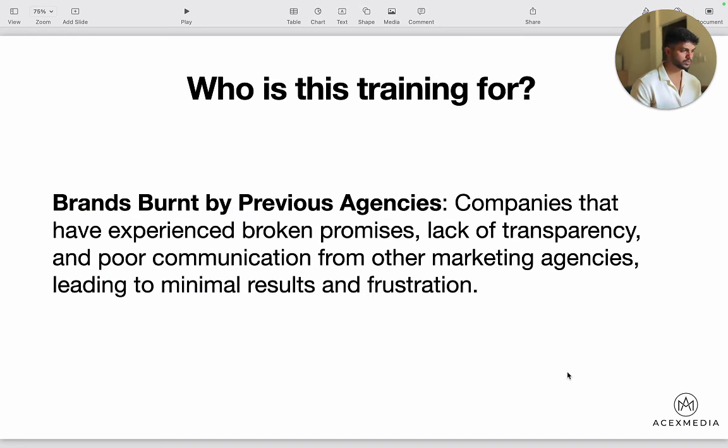If you are someone who's been burnt previously by another agency or multiple agencies, and this is pretty much almost 80 or 90% of the clients that we bring on board, they have a bad experience working with other agencies before, and they just promise them the moon and then deliver nothing. So if you are a brand who's currently working with an ineffective agency in terms of results, in terms of communication, in terms of lack of transparency, then go ahead and book a call below.